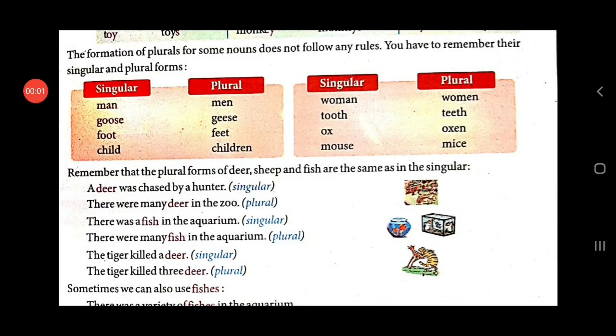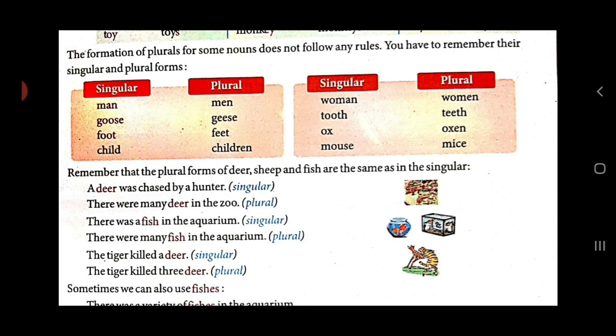They have also given a few sentences below. A deer was chased by a hunter. Singular. There were many deer in the zoo. Now here they are talking about many deer, more than one. Then also you might have noticed that they haven't added any word. The word remains the same. The noun deer remains the same in plural form also.